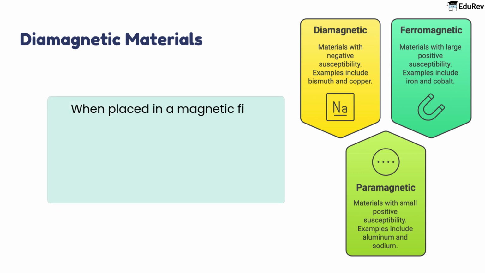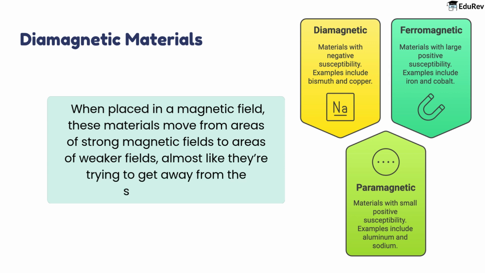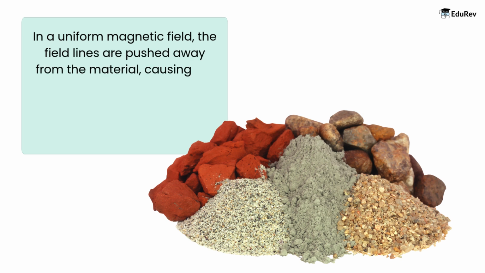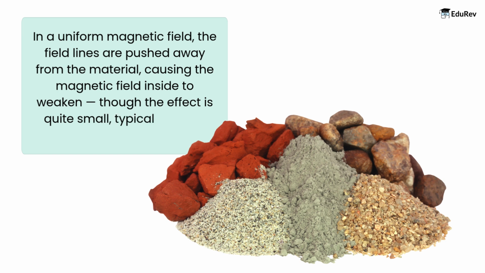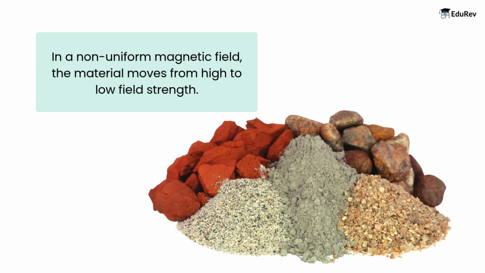When placed in a magnetic field, these materials move from areas of strong magnetic fields to areas of weaker fields, almost like they're trying to get away from the stronger parts. In a uniform magnetic field, the field lines are pushed away from the material, causing the magnetic field inside to weaken, though the effect is quite small, typically by just 1 part in 10^5. In a non-uniform magnetic field, the material moves from high to low field strength.